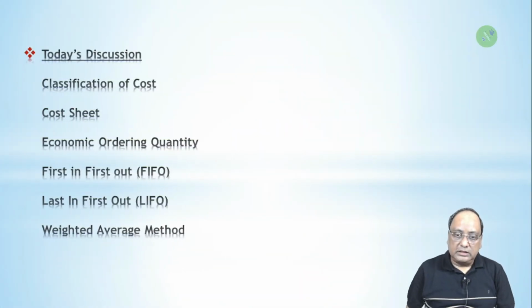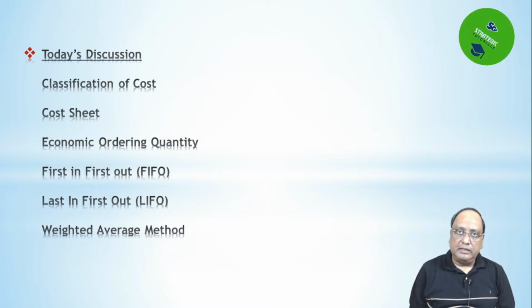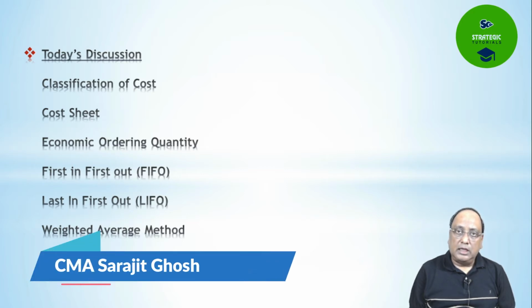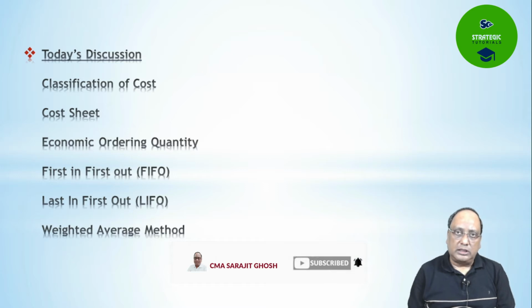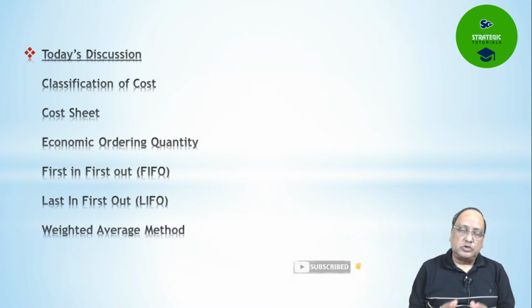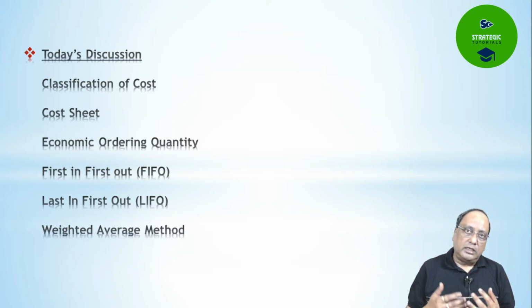So today's discussion: classification of cost sheet. I will describe what is cost sheet and what is the basic formula of cost sheet. Then I will come to economic ordering quantity. This is the most important one. How much you will order to fulfill your target, production target basically, which will match with your production target. So that much of store item you should keep in store. How many numbers of orders you have to provide in a year, that will be calculated through economic ordering quantity.